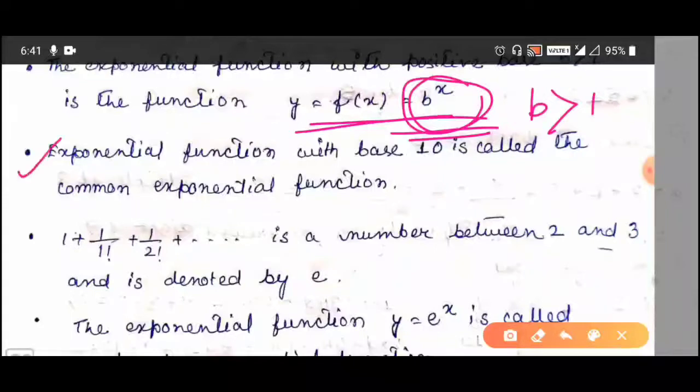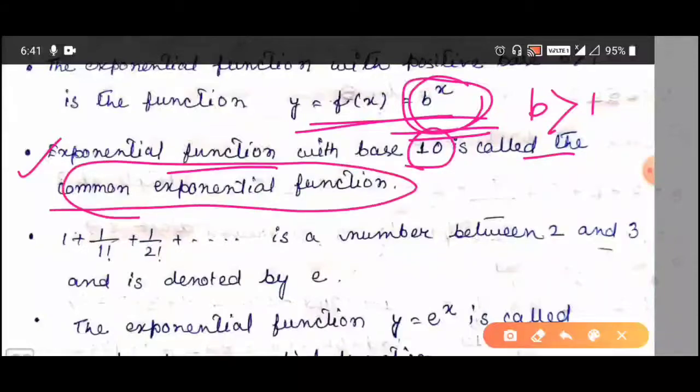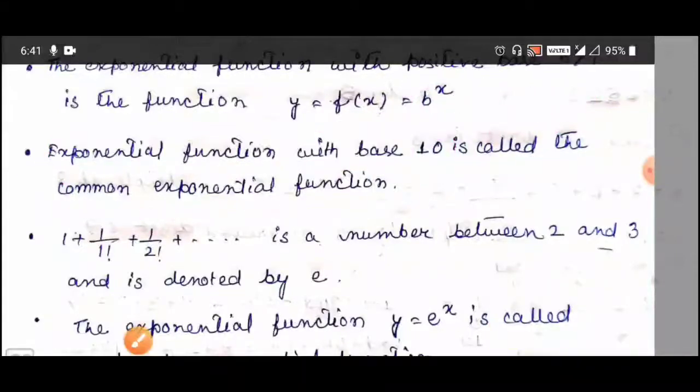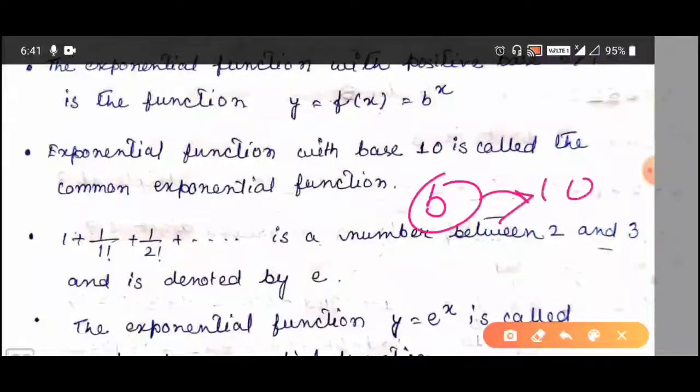Now the next point is exponential function with base 10 is called the common exponential function. Whenever the base is 10, then it is called the common exponential function. That means in place of b, we have 10.